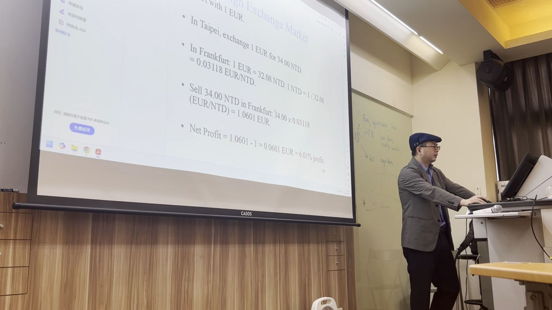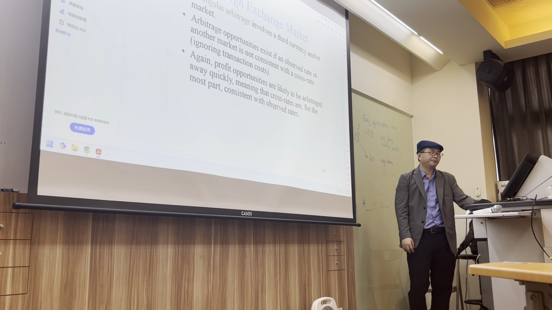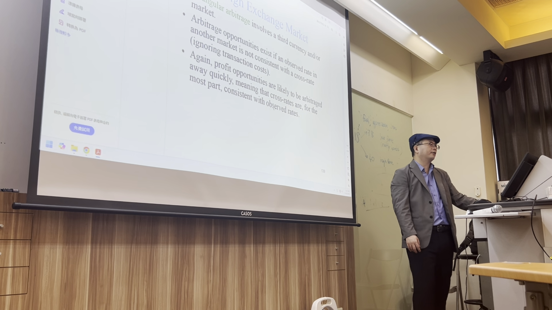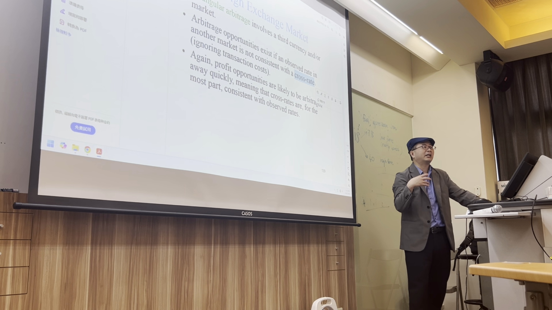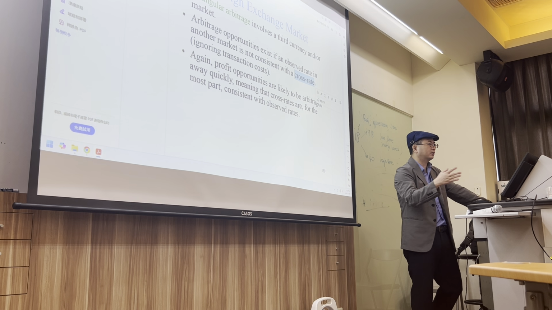Okay, and let's get into the second investment strategy. The second one is called triangular arbitrage. Okay, it involves a third currency or market. So in this context, the opportunity exists if an observed rate in another market is not consistent with the cross rate. Okay, remember the cross rate? Something about implied points, right? We can infer from different exchange rates, right?